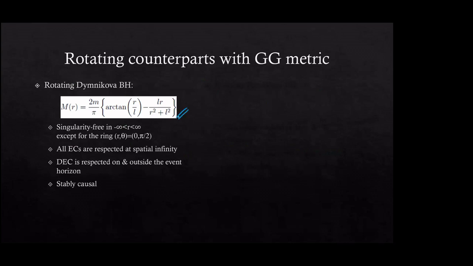So with this mass function, we can prove that the space-time is singularity free in the whole domain of r, except for the ring. And all the energy conditions are respected at spacelike infinity. And the dominant energy condition is respected on and outside the event horizon. And the space-time is stably causal because this is actually satisfied.